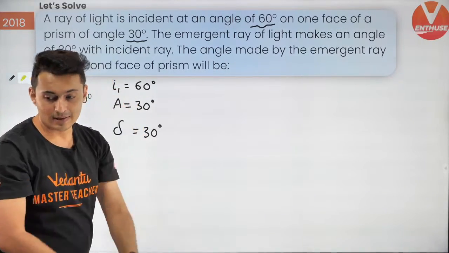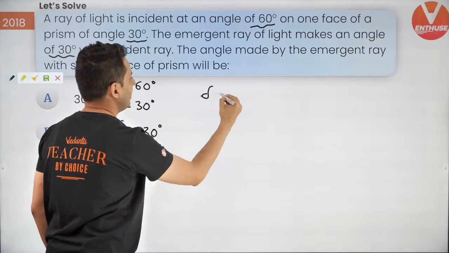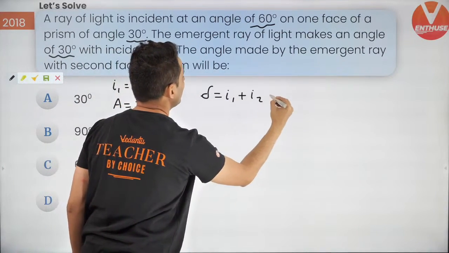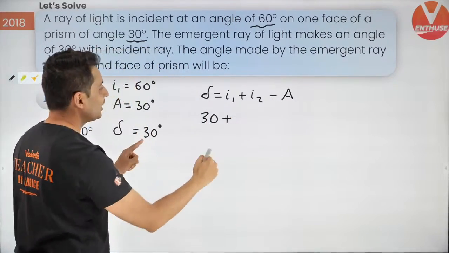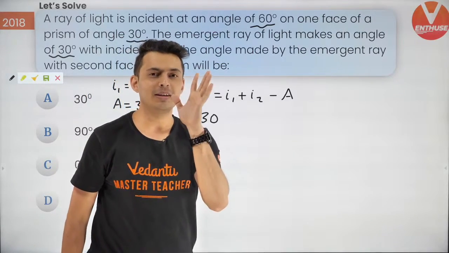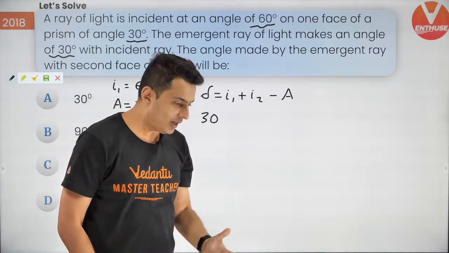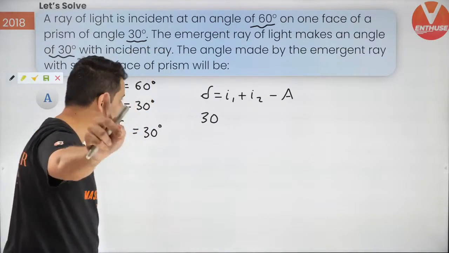If that is clear, now we can use our formula. Remember, delta was I1 plus I2 minus A. Let's use this. Delta is 30. Now, let me tell you, the problem is not over. You will see one beautiful thing and you will bang your head against the wall, or probably the table, after I solve this question. And I'll tell you why.